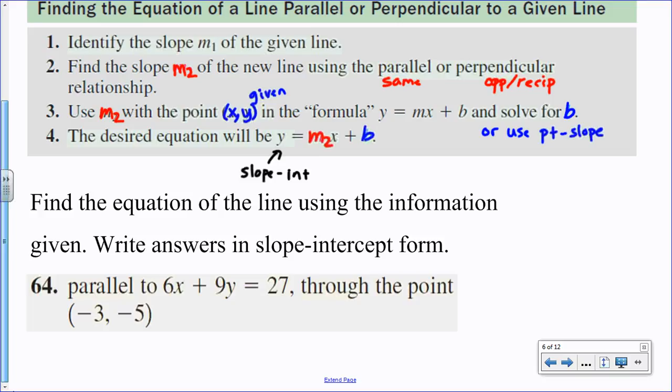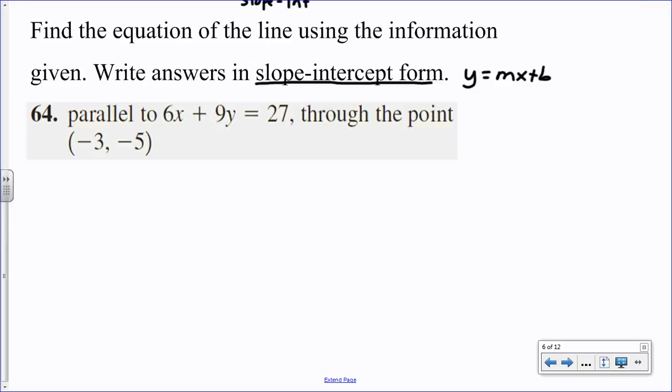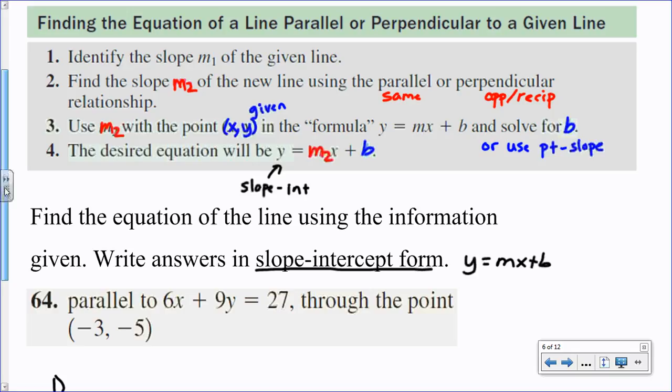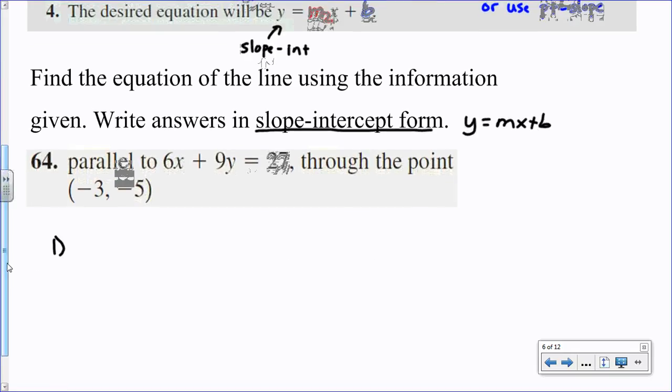Find the equation of the line using the information given. Write answers in slope-intercept form. So I want my final answer to be y equals mx plus b. Okay, step 1, identify the slope of the given line. Here's my given line.